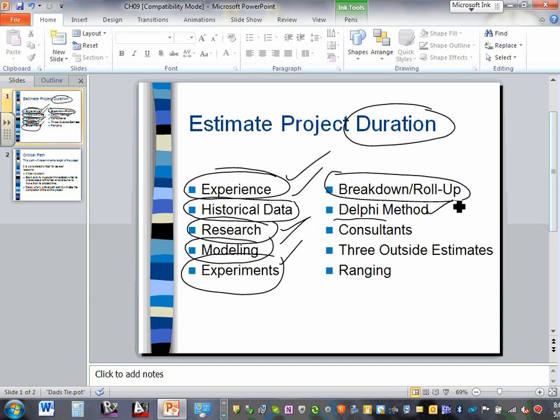The Delphi method is called consultants. You have consultants that can tell you how long it will take you to do this. Three outside estimates. You do an estimate or ranging. Anyway, these are in the book, guys. It goes into details. How do you come up with the duration for the project?